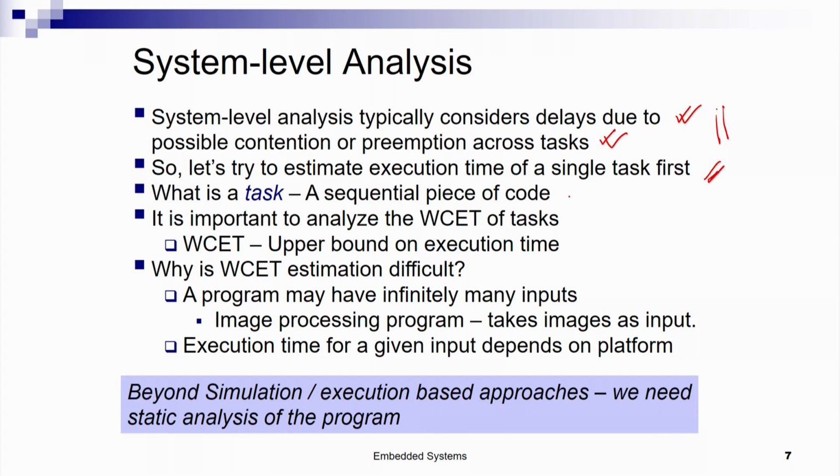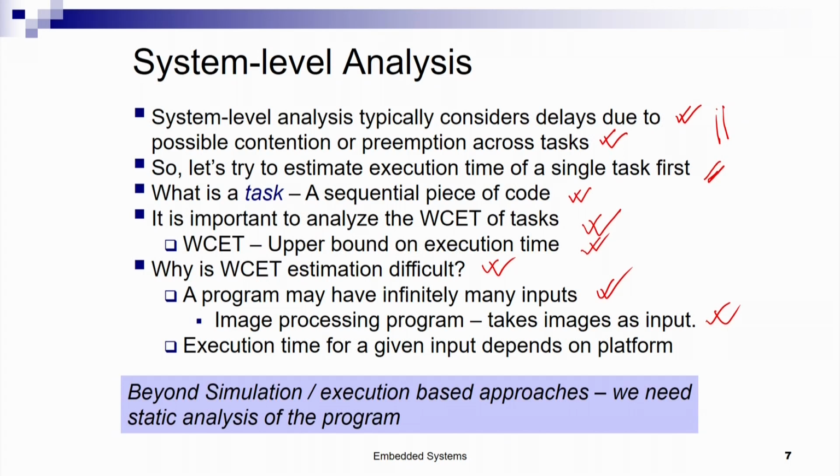Now, what is a task? A task is a sequential piece of code. So, it is important to be able to analyze the worst case execution time of a task, which is its upper bound on the execution time. Why is such worst case execution time estimation difficult? Because the program may have infinitely many inputs. For example, let us say an image processing program, it can take any image as input and it will process that image.